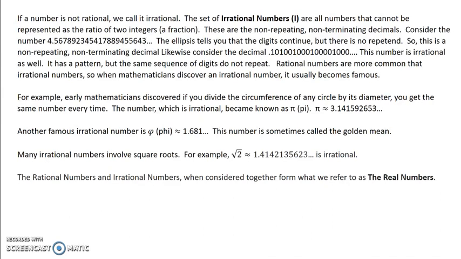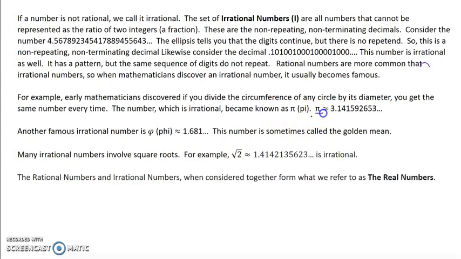Likewise, consider the decimal 0.1001, 00001, 000, and so on. This number is irrational as well. It has a pattern, but the same sequence of digits do not repeat. Rational numbers are more common than, this should be an N, sorry, I'll go and correct these. Rational numbers are more common than irrational numbers.